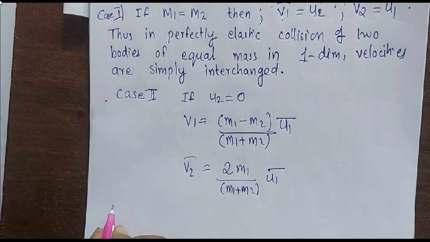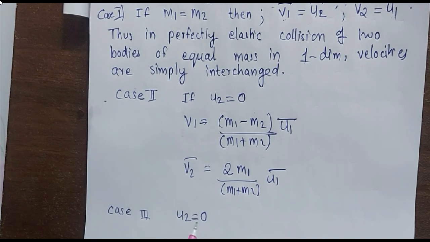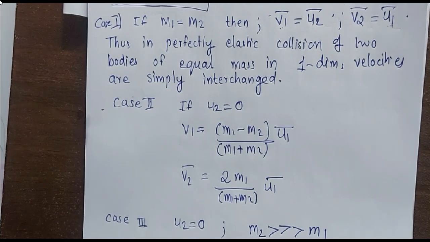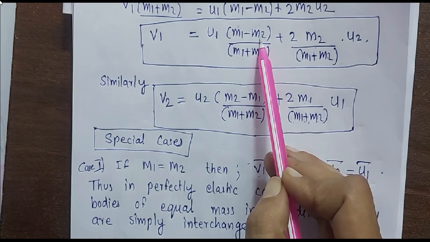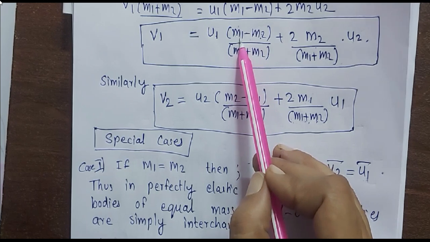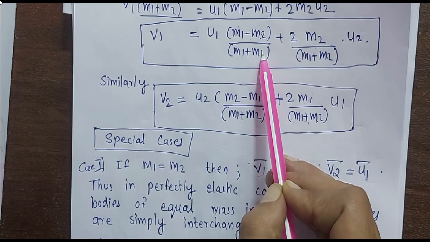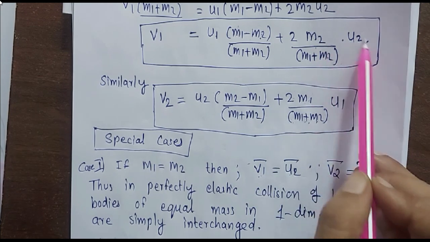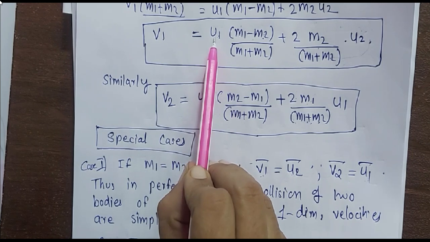Now we will consider case 3. u2, the second particle is at rest, and the mass of the second particle is much greater than the mass of the first particle. In this equation, m2 is much greater than m1, so m1 we can consider as 0, so we will remain with the m2 term, m2 will get cancelled, only the minus term will be there. And u2 is 0, so this entire term is 0. So v1 is equal to minus u1.